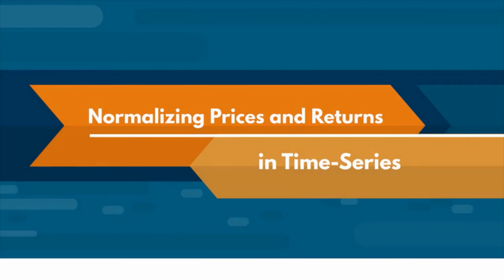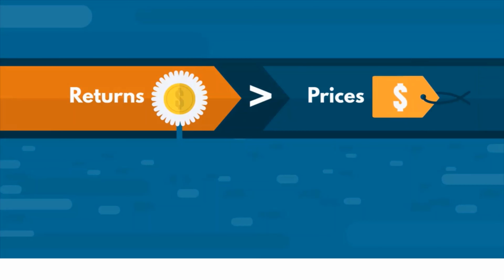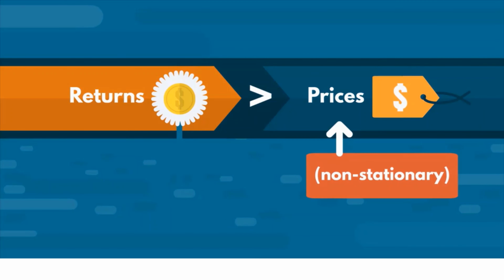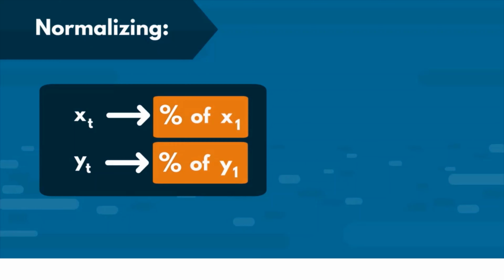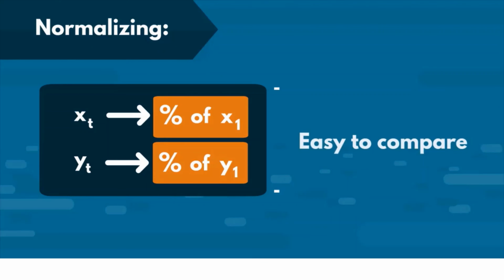Hello again. We mentioned that we prefer relying on returns rather than prices when using AR models. This is because of the non-stationary nature of prices. Normalization can mean several different things, but in the case of time series, when we normalize a set of values, we basically map every value of the sample space to the percentage of the first value of the set. The resulting series is much easier to compare with other time series.